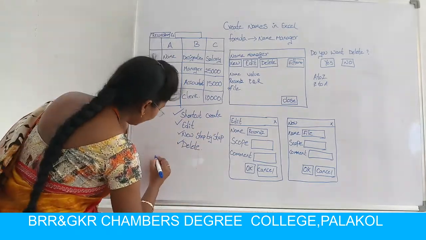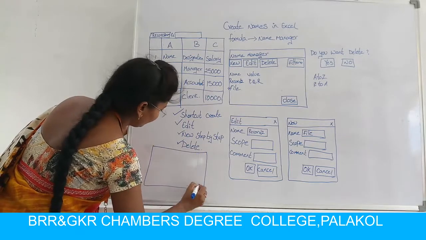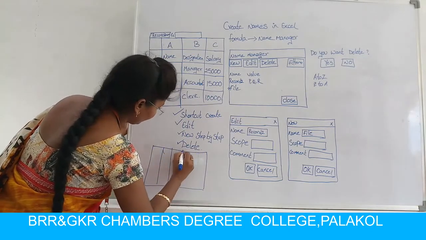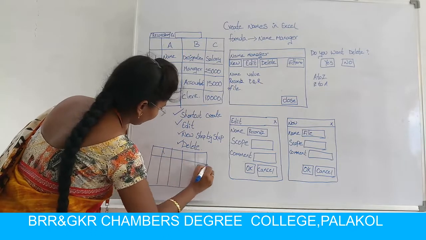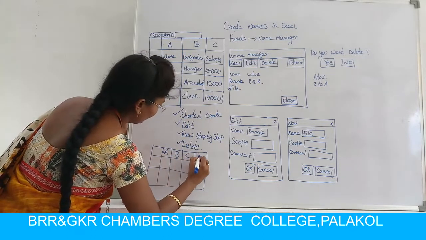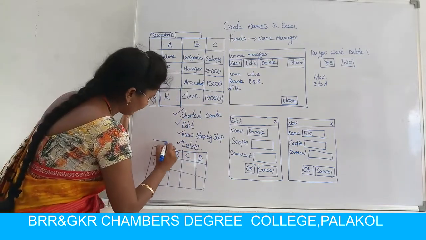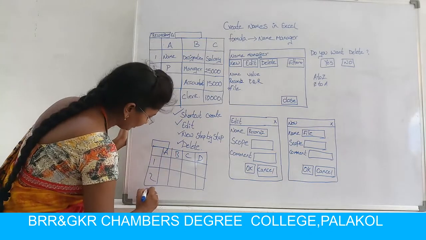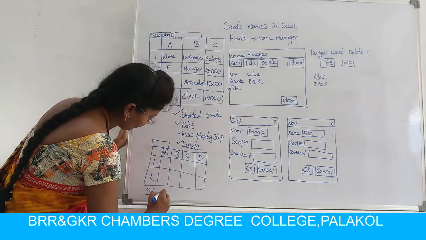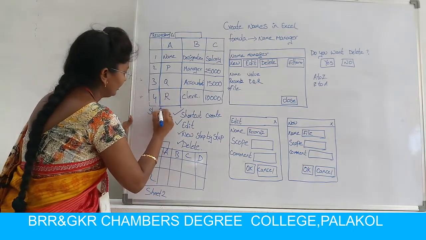Here I am taking again one sample sheet. That means columns and rows A, B, C, D, row 1 and row 2. And here is the name box. This is sheet 2 and this is sheet 1.